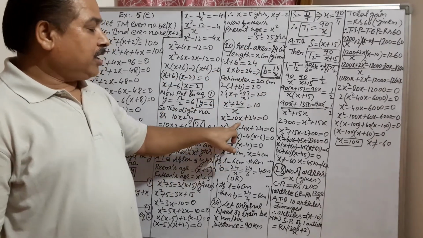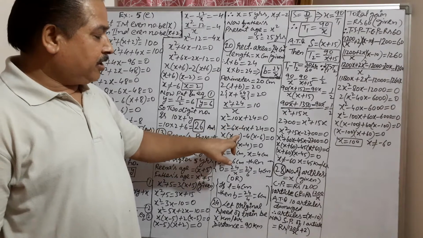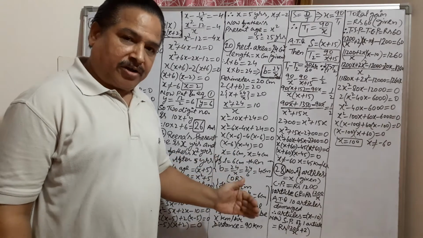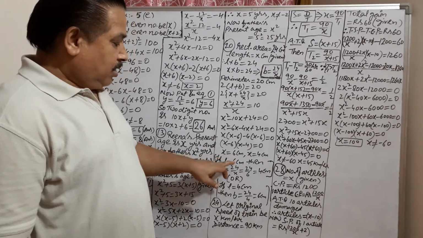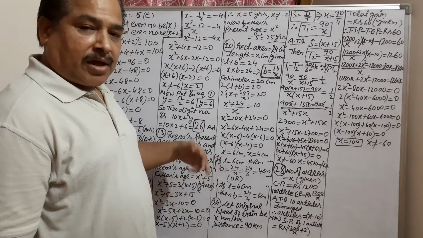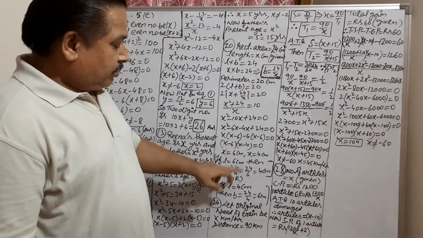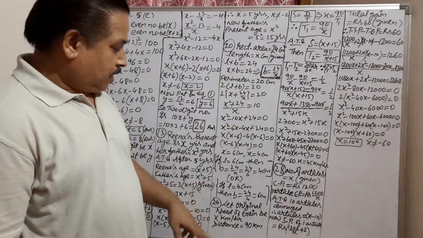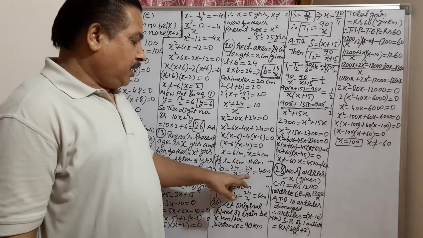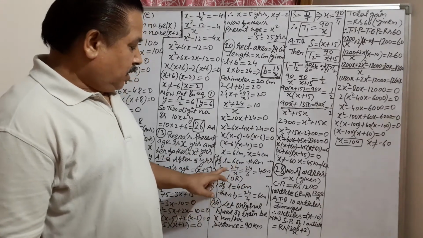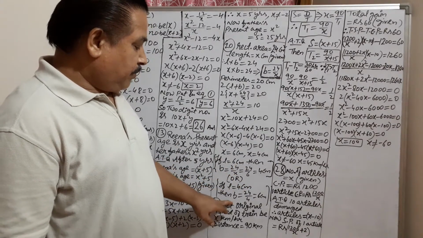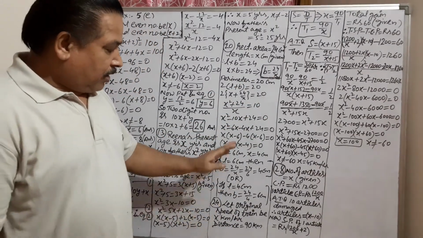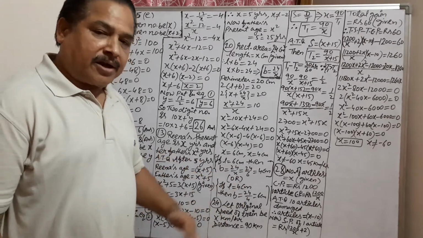After solving this, again a quadratic equation, break the middle term. Again equating with 0, both values of x are coming positive. So one by one you can take x. When the length is 6, then the breadth will be 24 upon 6, which is 4. And similarly, if you take the length as 4, then the breadth will come as 6. So both answers are correct.